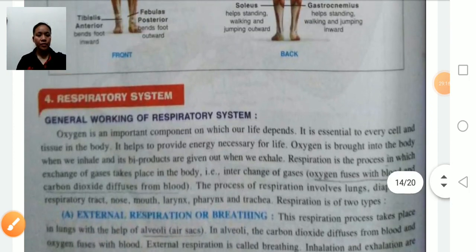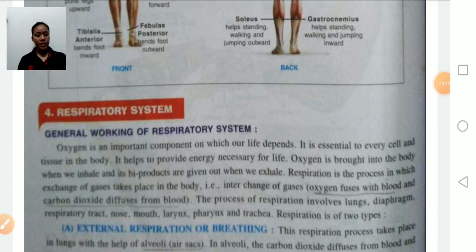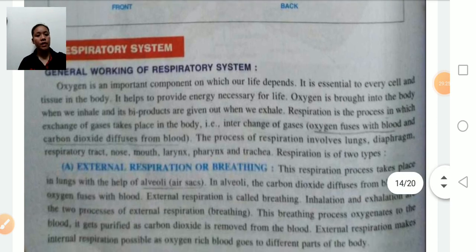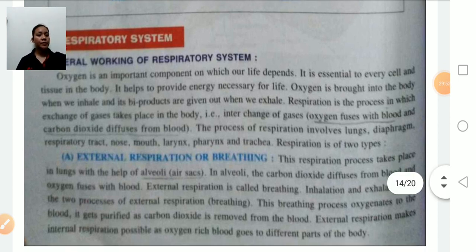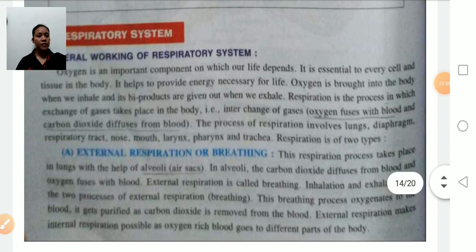Respiratory system. General working of the respiratory system. Oxygen is an important component on which our life depends. It is essential to every cell and tissue of the body. Without oxygen we can't live. Oxygen provides energy, which is necessary for life.